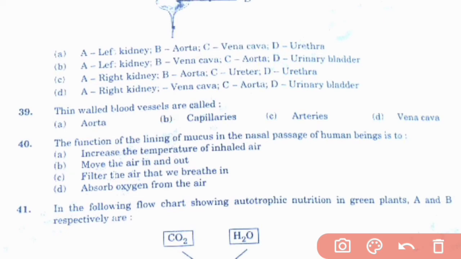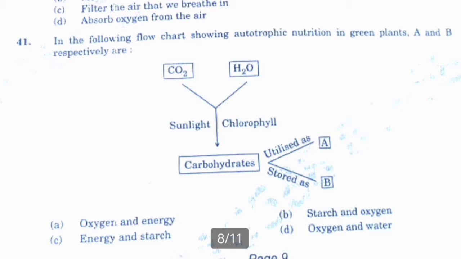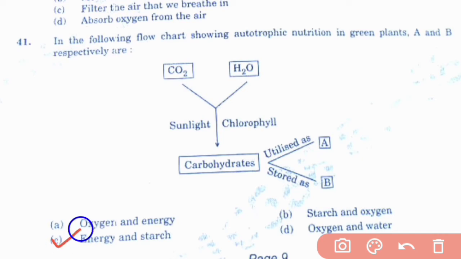So next question we have, that is question number 41st. In the following flow chart showing autotrophic nutrition in green plants, A and B respectively are: option number A, oxygen and energy; B, starch and oxygen; C, energy and starch; D, oxygen and water. So the correct answer is energy and starch, which is option number C.